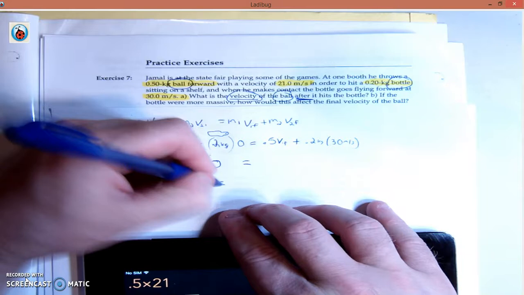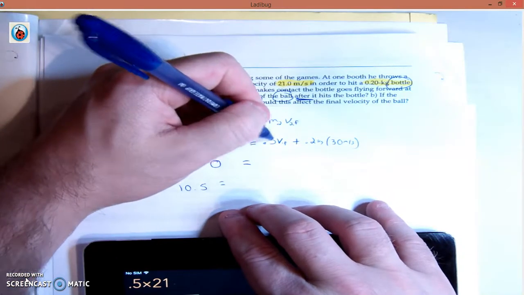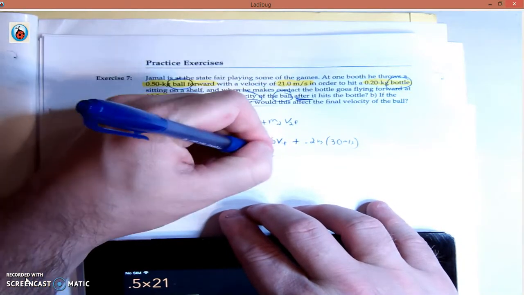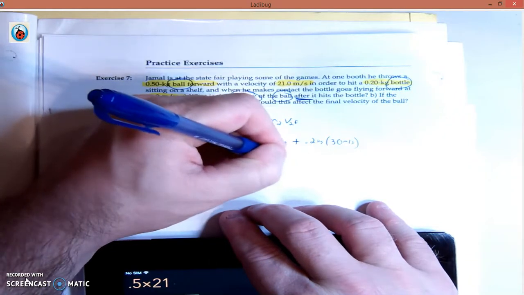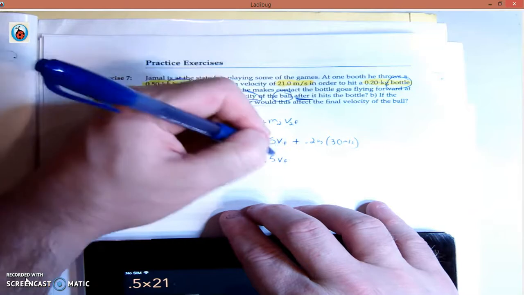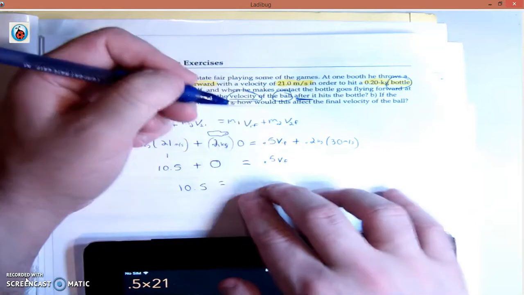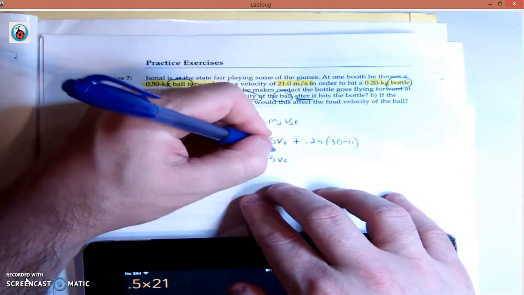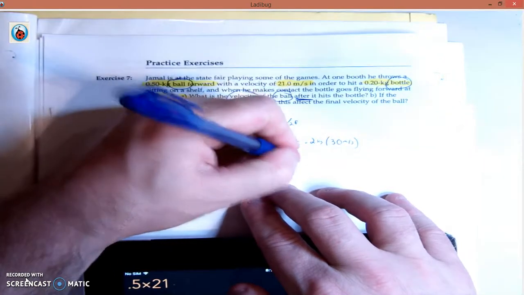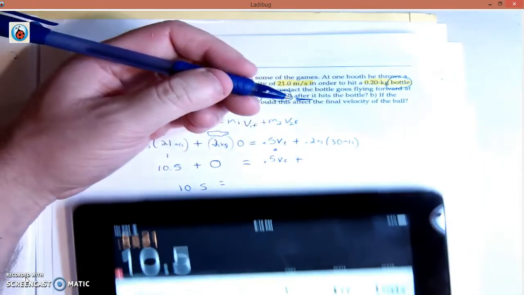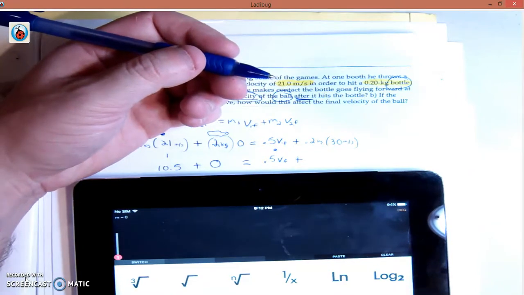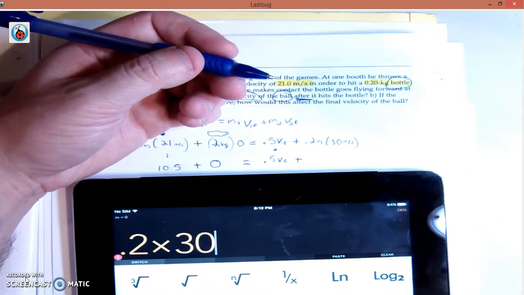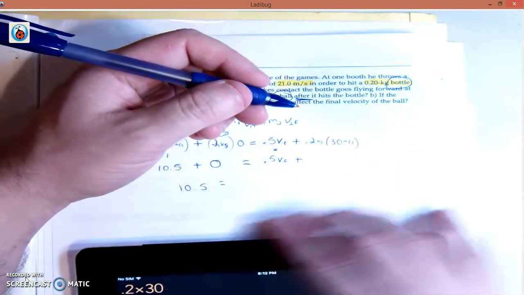10.5 equals. Now, we have 0.5 times the final velocity of the first object, which we don't know. And the first object is what? The ball, right? So that's going to be my ball. Plus 0.2 times 30. So, erase all that. 0.2 times 30. Bam, 6. So that's an easy one, right?